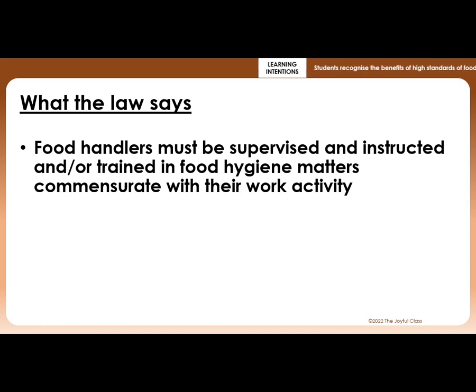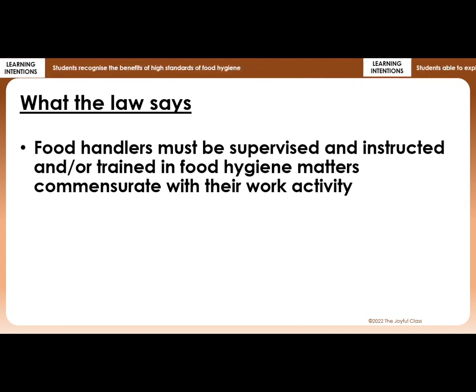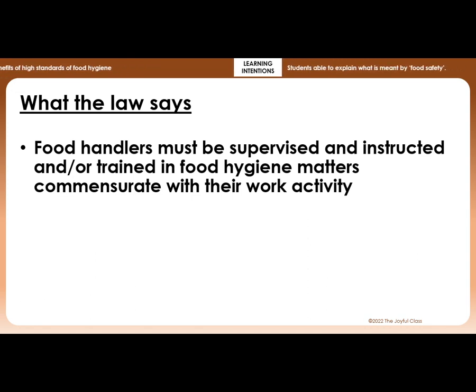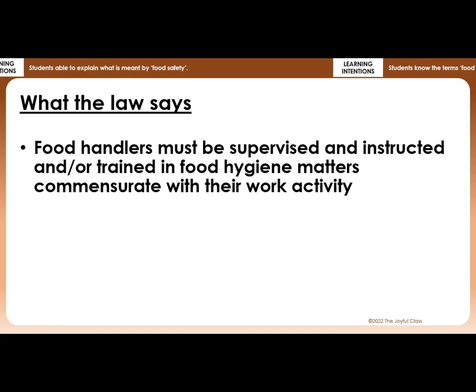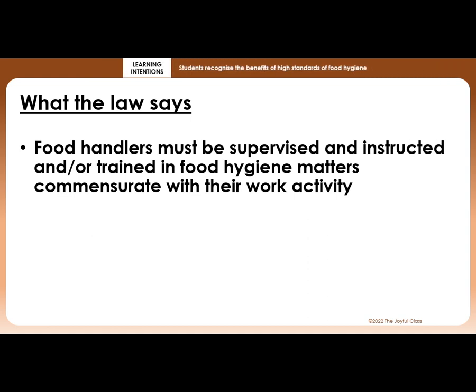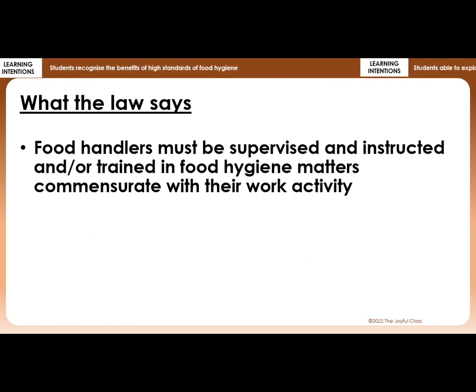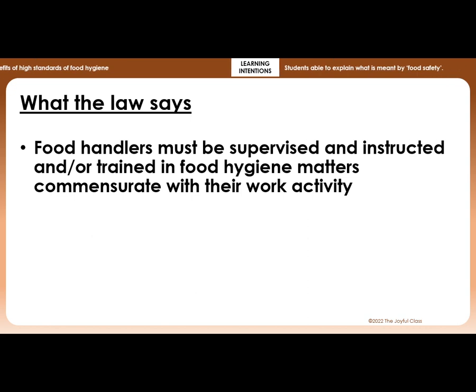So what does the law say? The law says food handlers must be supervised and instructed and or trained in food hygiene matters commensurate with their work activity. This REHIS certificate that you are going to be working towards will give you that certificate to say that you have been trained in food hygiene matters.